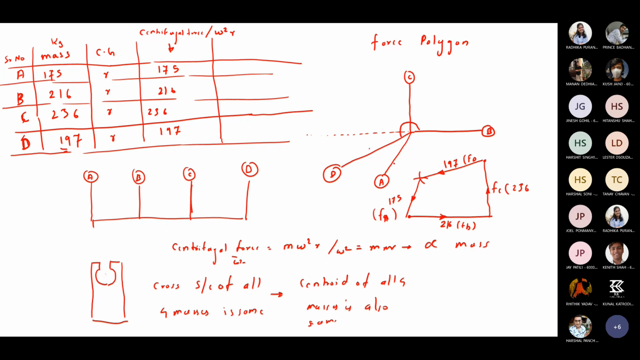Okay. So for now, I want you to calculate theta d and theta a. Tell me what is theta a and theta d. Once we find out theta a and theta d, we will go for the couple polygon.